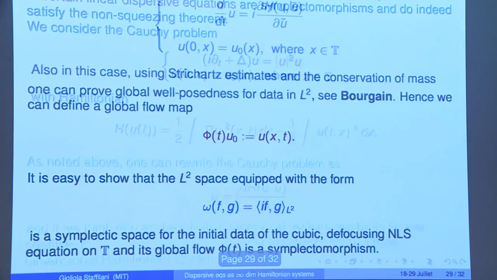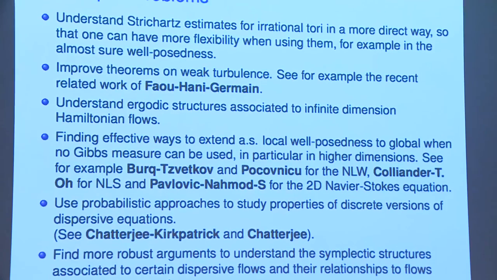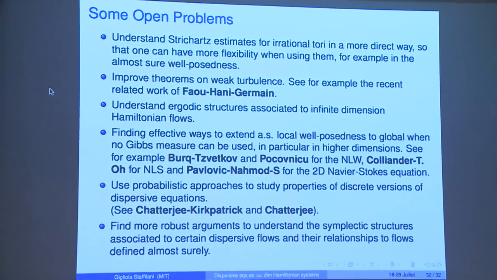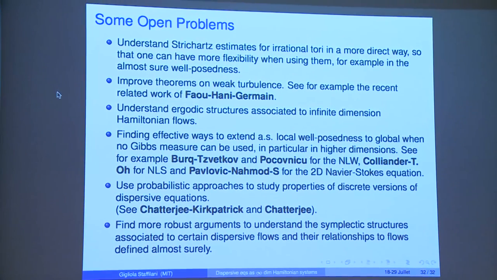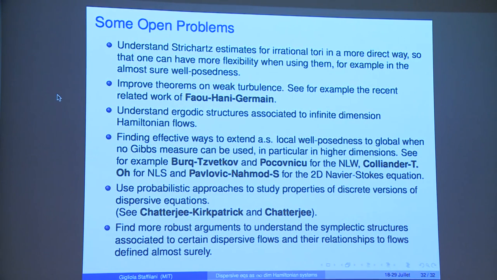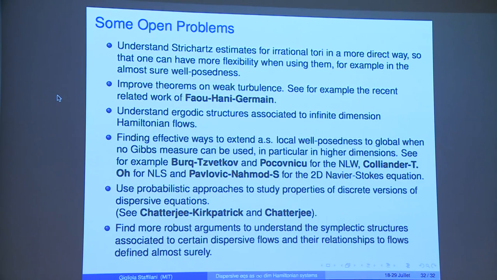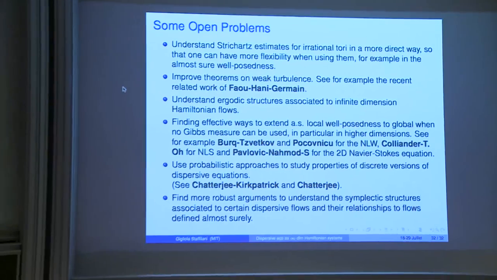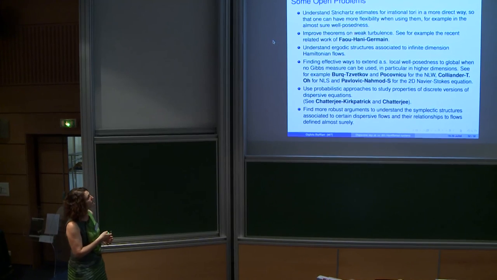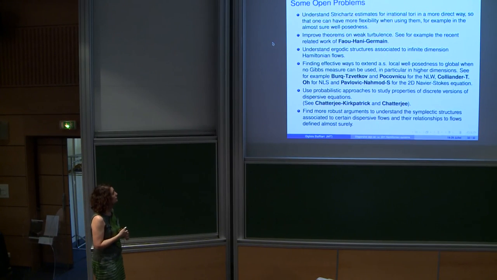So let me just conclude with some open problems. First, understanding the Strichartz estimates in a more direct way. The fact that at the moment for irrational tori they are based on the proof of the decoupling conjecture is a very restrictive way of thinking about it. A more direct proof would be really welcome. Then improved theorems of weak turbulence. Here I just mention one recent result that I found very interesting by Hani and Germain. This is the understanding of the ergodic structure associated with the problem, which is linked to this Gibbs measure that I mentioned.